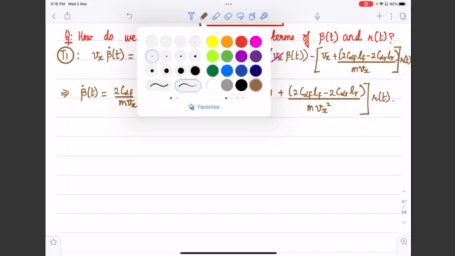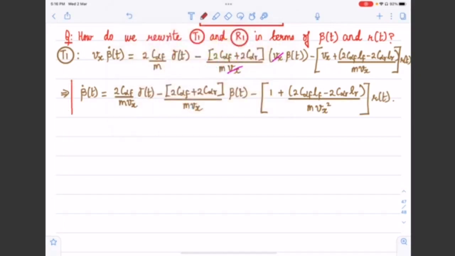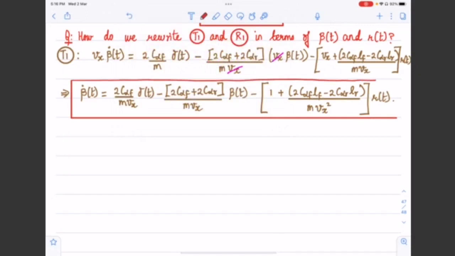All right, so this is what happens to the first equation. We can see that we have rewritten the equation for translation, which was an equation in y double dot t, as an equation in the time derivative of the side slip angle beta. So let's call this equation T2. I'm calling this equation T2 just to denote that we have rewritten the equation of motion for translation in a slightly different way.